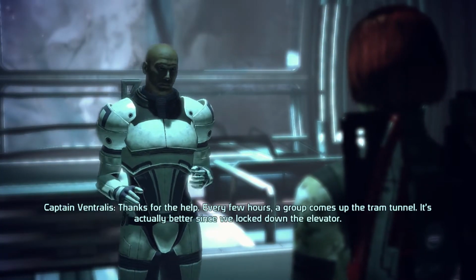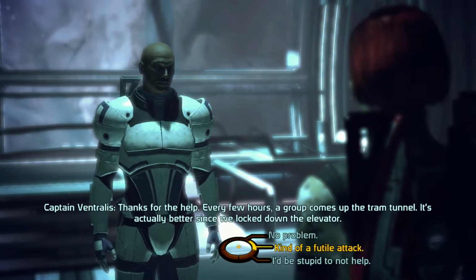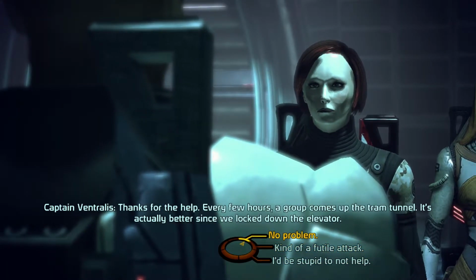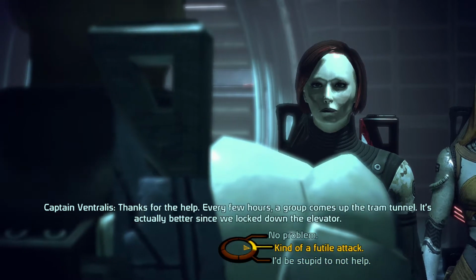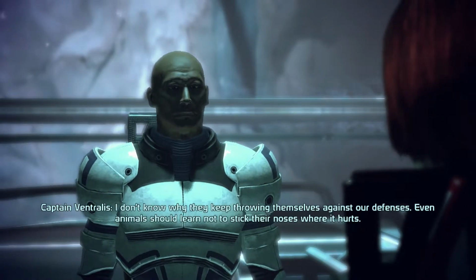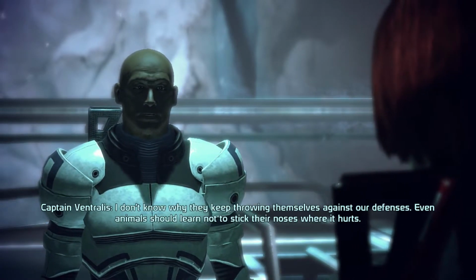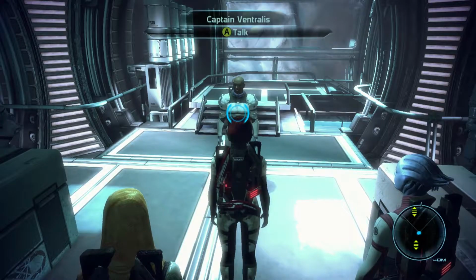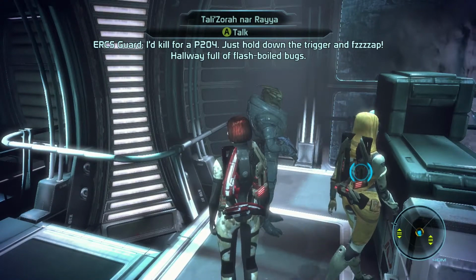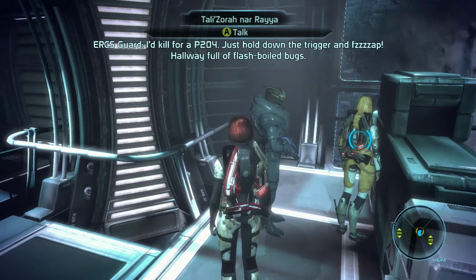Thanks for the help. Every few hours, a group comes up the tram tunnel. It's actually better since we locked down the elevator. We're all in the same boat. I don't know why they keep throwing themselves against our defenses. Even animals should learn not to stick their noses where it hurts. I'd kill for a P-204. Just hold down the trigger and zap. Hallway full of flash-boiled bugs.